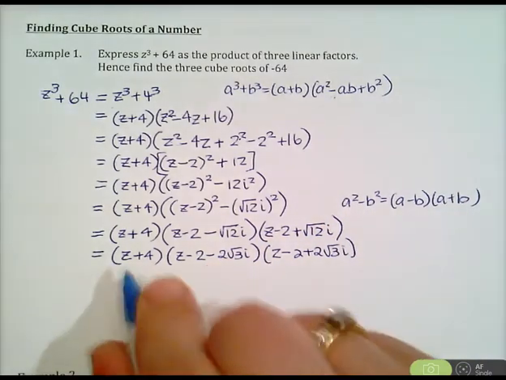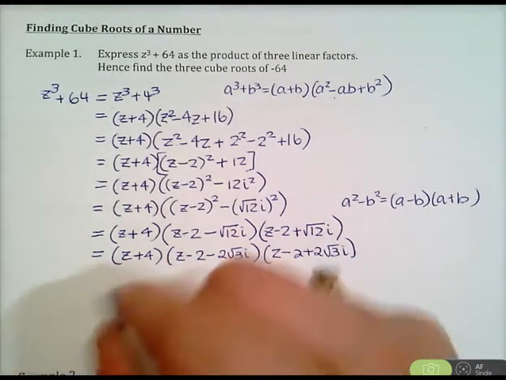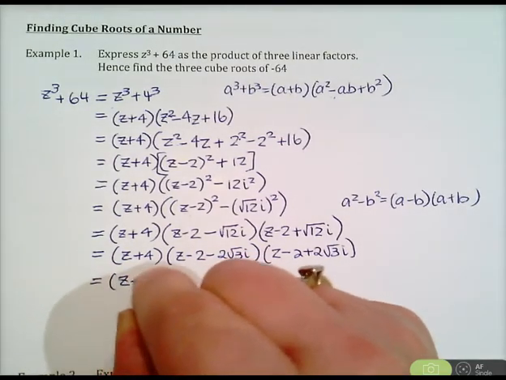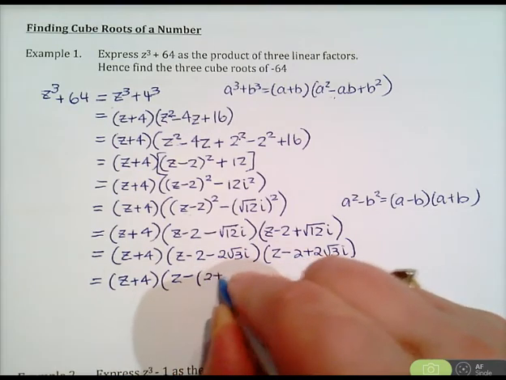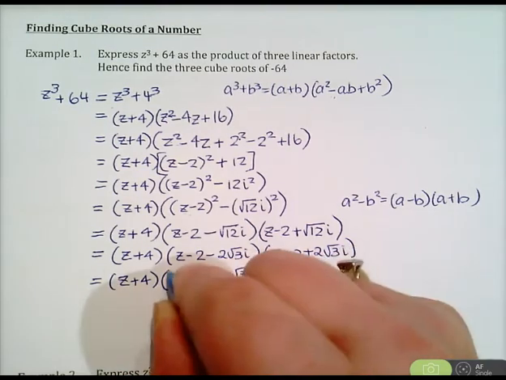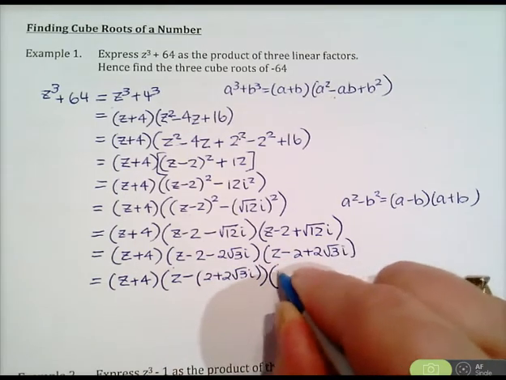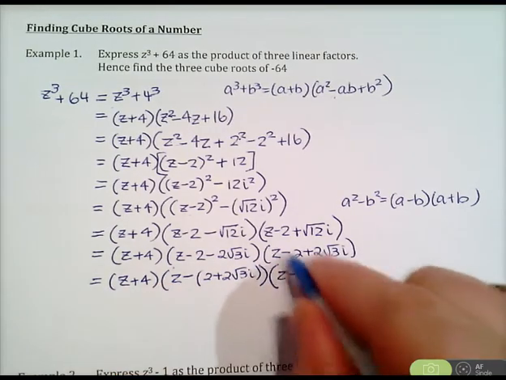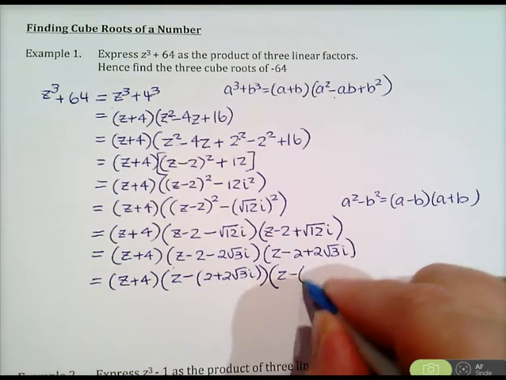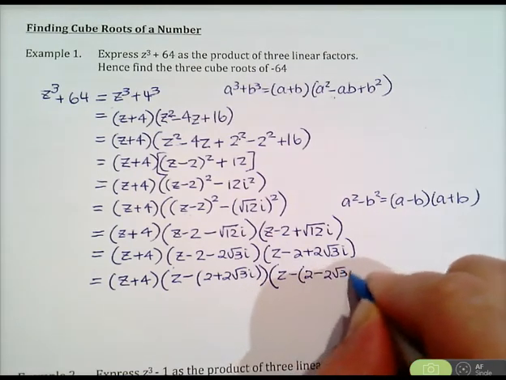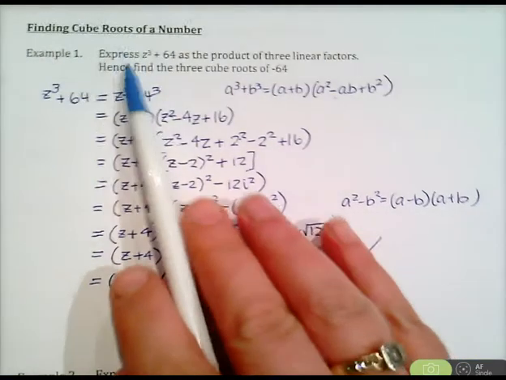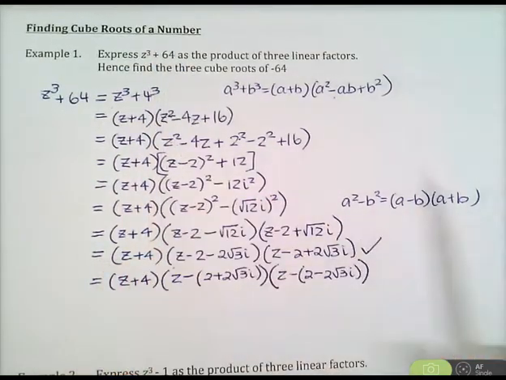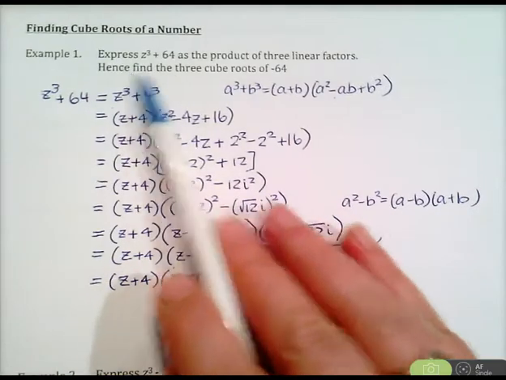Now, there I've written it as 3 linear factors. The other thing I can do here is z plus 4, z minus, and in brackets I've got 2 plus 2 root 3i. And here writing it as minus 2 root 3i. Okay, but look, this form up here is perfectly fine. So now we've expressed z cubed plus 64 as the product of 3 linear factors, hence find the cube roots of 64.